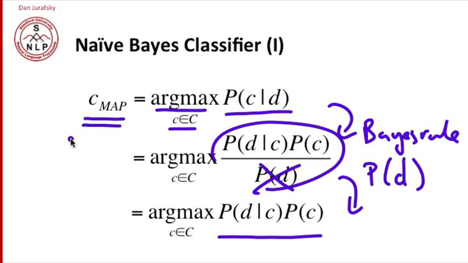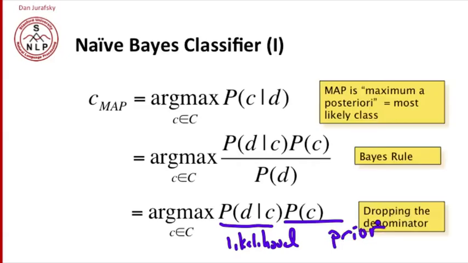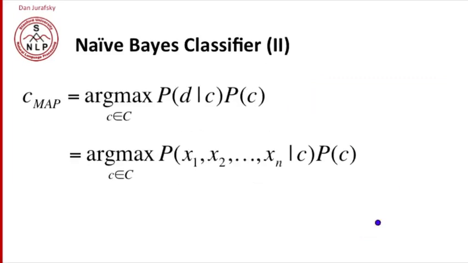So the most likely class, CMAP, is that class which maximizes the product of two probabilities. The probability of the document given the class, we'll call that the likelihood, and the probability of the class, we'll call that the prior probability of the class. So the most likely class is the one that maximizes the product of these two probabilities. The probability of the class will turn out to be relatively simple to compute.